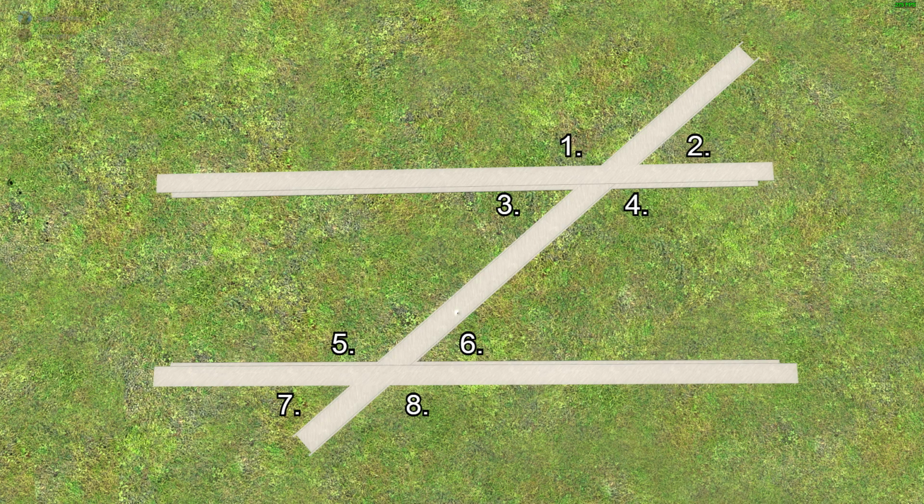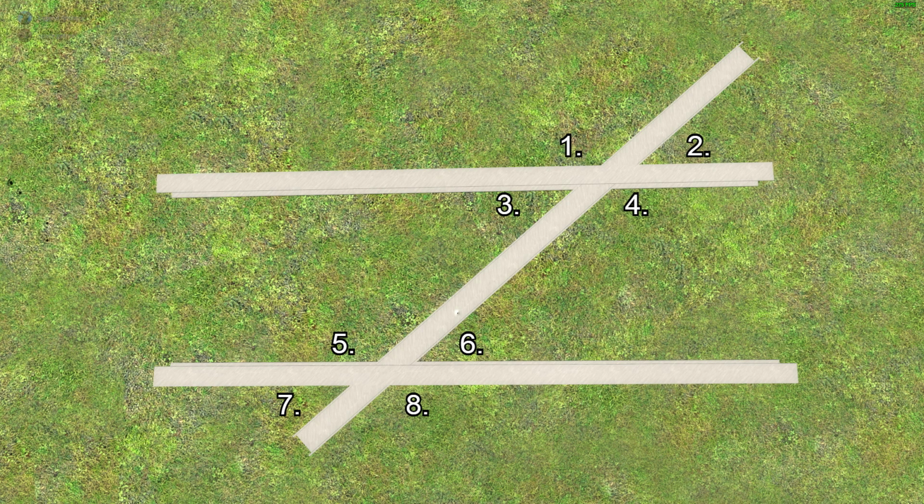Now let's go on to alternate interior angles. Alternate interior angles are basically angles that are inside but are on opposite sides. For example, 3 and 6, 4 and 5. Now, alternate exterior angles are the exact same thing, except they are for the outside. For example, 1 and 8, 7 and 2.